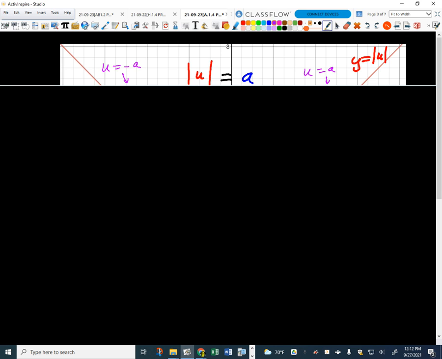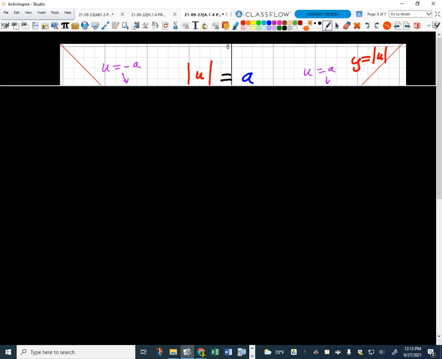Okay, so we want to solve the equation. I'm using u's instead of x's, and you'll see why in a little bit. But I can do that, right? There's nothing special about x. I could use any variable I want to. We just usually use x, right? But we'll use u this time.